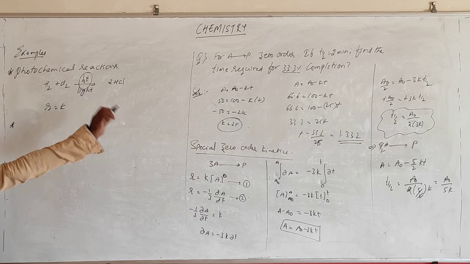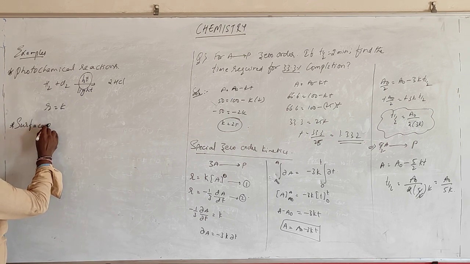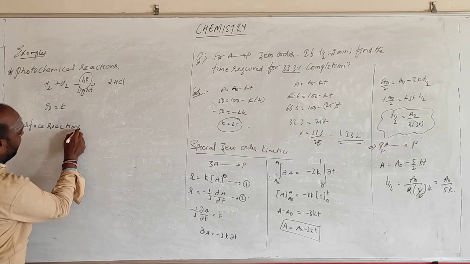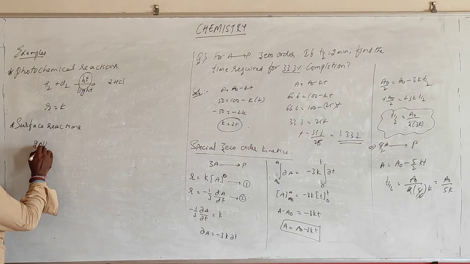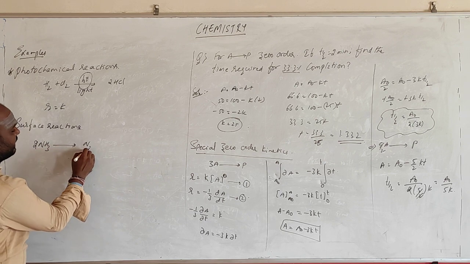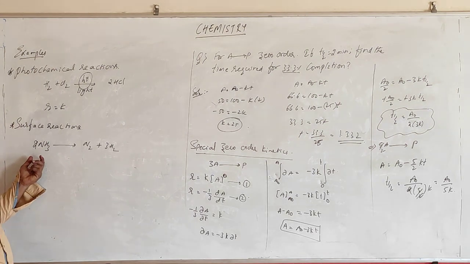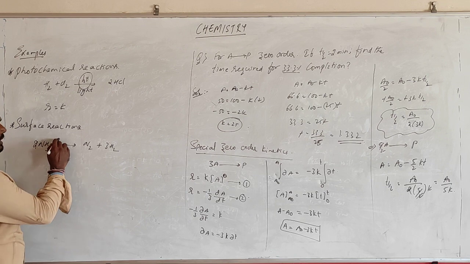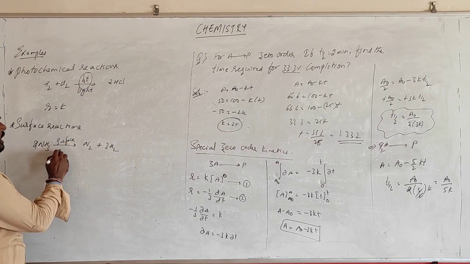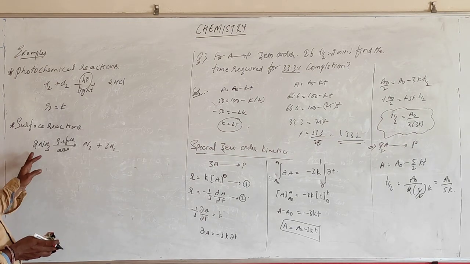One more is surface catalyzed reactions: any reaction which occurs on the surface, or combustion of gases. Suppose there is a reaction like ammonia converting into N2 plus 3H2. It depends upon the surface area of the catalyst you are taking. It doesn't depend on the concentration.